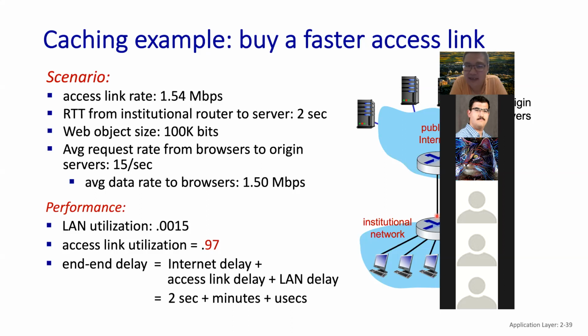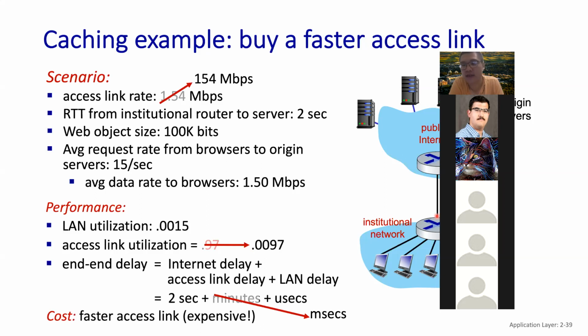Maybe we buy a faster access link. We improve the 1.4 megabits access link to 150 megabits, right? Then you can reduce the delay from minutes to microseconds, because you reduce the utilization from 97% to 0.97%, right? Then you will have good performance here. But if you upgrade your access link by 100 times, that would be a huge expense, right? You have to do a lot of upgrades, and you pay a lot of money, okay?